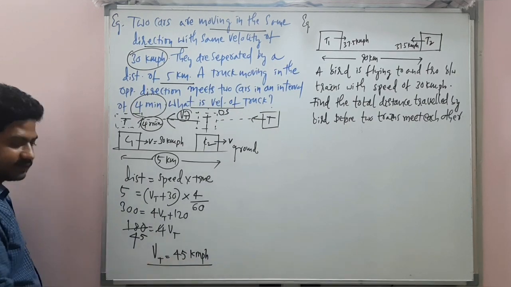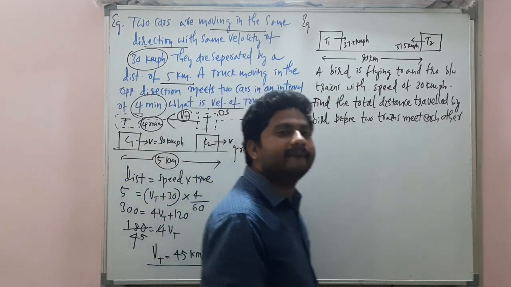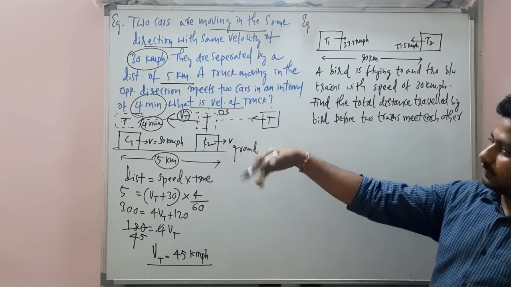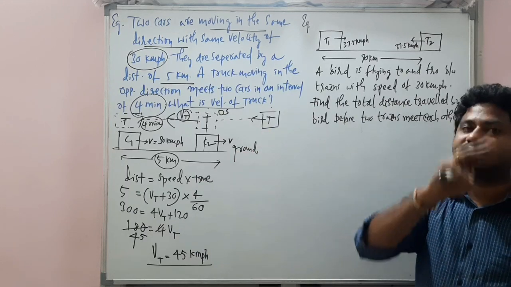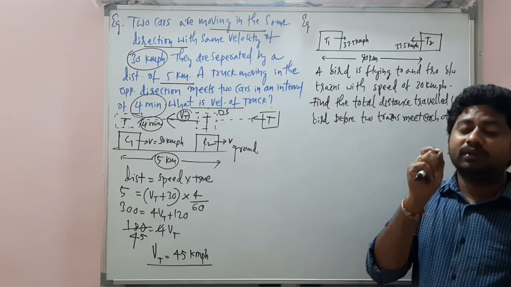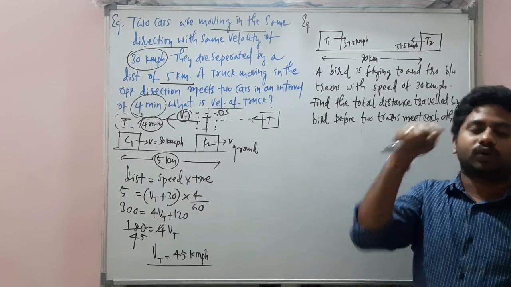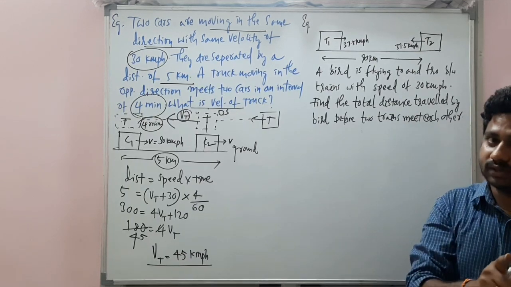Do you understand this? Is it simple? By using relative motion, it is the simplest way of solving. See here, 3 bodies are there. I told you the minimum number of bodies required to solve the questions based on relative motion.